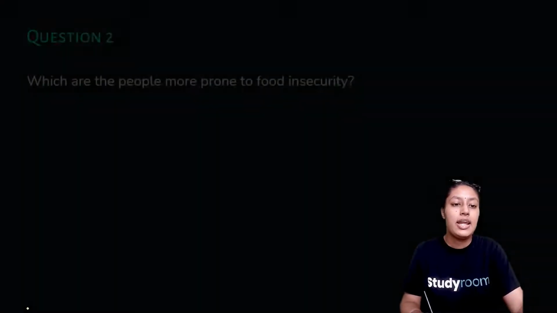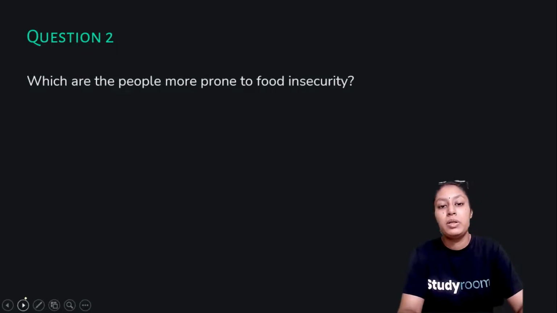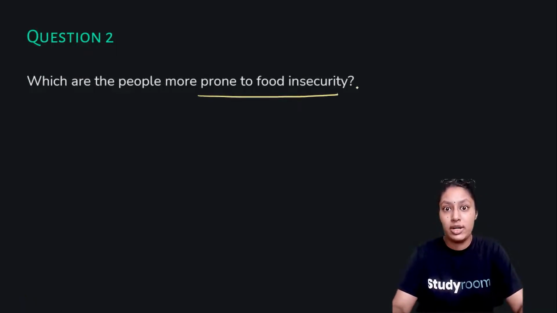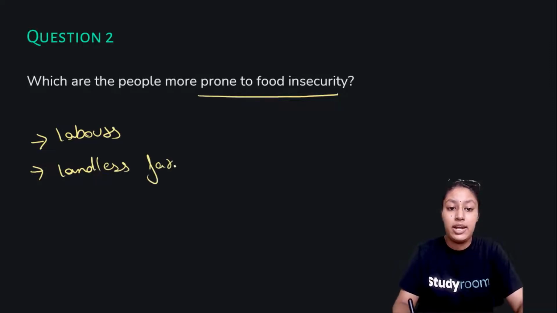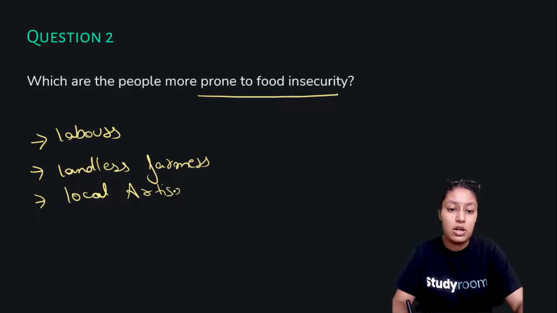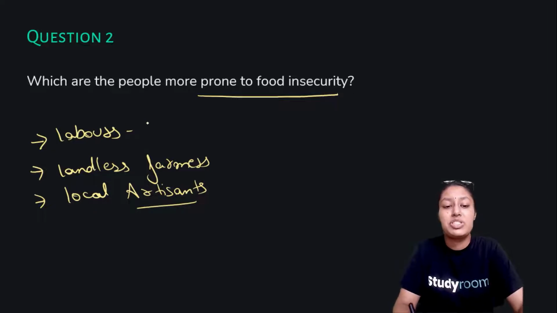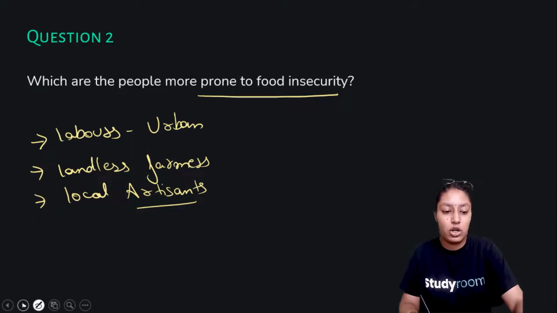All right. Next question is, which are the people more prone to food insecurity? Yes, who are the people who are more prone to food insecurity? One, laborers, landless farmers. Who else? Local artisans, because their daily wage is very, very less. So these are the people who are majorly daily wage laborers in urban areas, you can say. These are the people who are more prone to food insecurity.